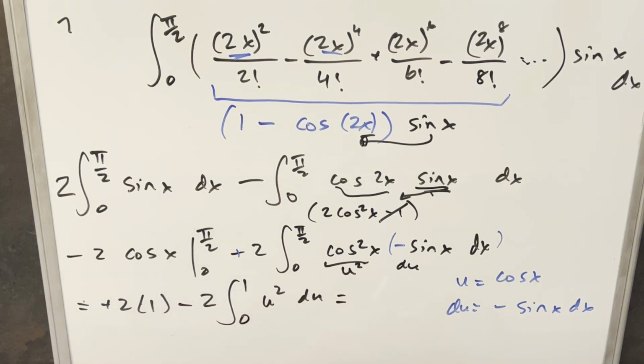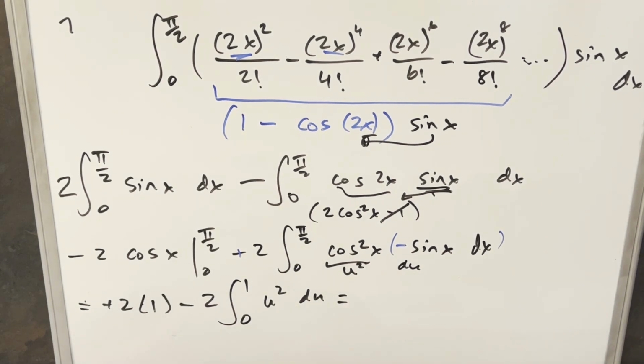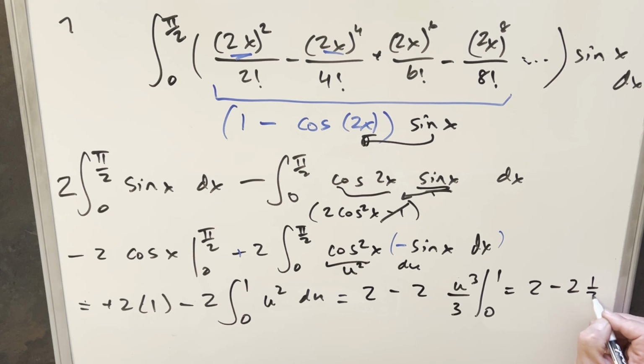So then coming over here, make a little space. We're just going to have 2 minus 2 times the integral, which is u cubed over 3, evaluated from 0 to 1. The 0 is just going to be 0, so we plug in a 1. We're going to have 2 minus 2 times 1/3. We can reduce that to 6/3 minus 2/3. And so for this one, we get 4/3.